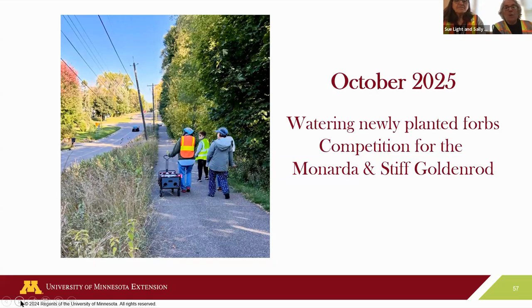This summer, after we ripped out a lot of stiff goldenrod and monarda, we planted a variety of plugs to fill in the space to better compete with the species we took out. We flagged them all to find them for watering because one of our challenges is there is no access to water on this roadside. So we end up bringing gallons of water in milk jugs from home.